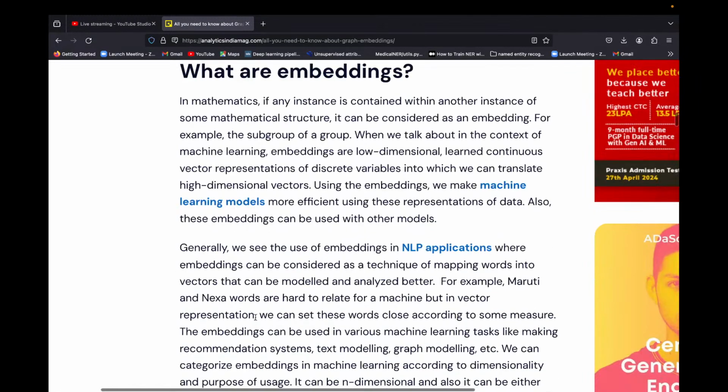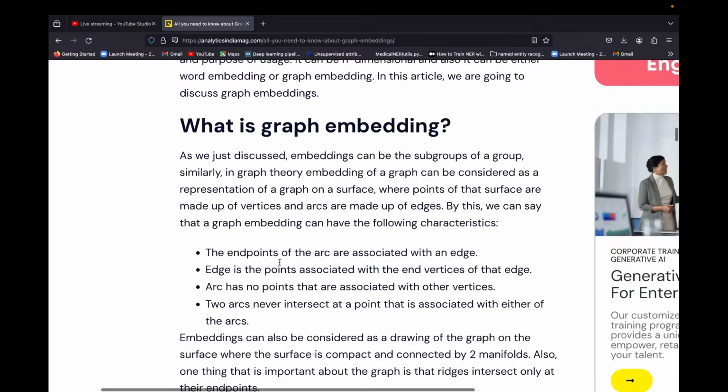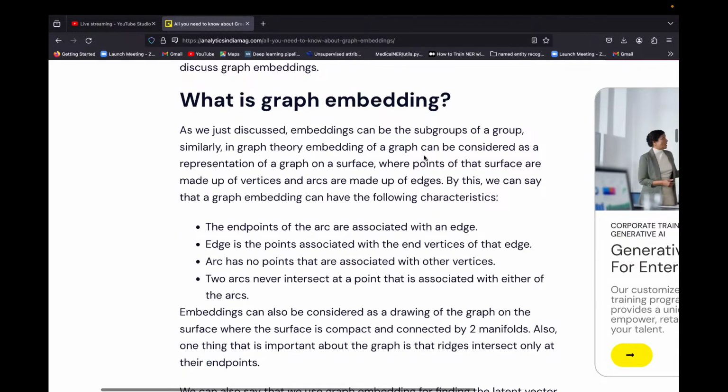We know that embedding is nothing but converting text into numerical form with an understanding of parameters. And what is graph embedding? As we discussed, embeddings can be a subgroup of a group.